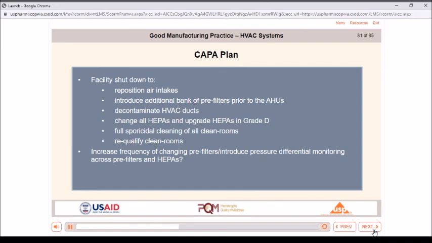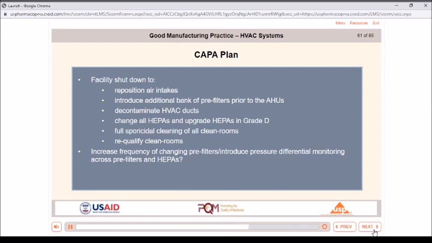3. The HVAC ducts and AHUs were decontaminated. 4. All the HEPA filters were changed and the HEPAs supplying the grade D rooms were upgraded. 5. The clean rooms were deep cleaned using a sporicidal cleaning agent. 6. Once all of these changes and the cleaning had been completed, the entire clean room suite was requalified.